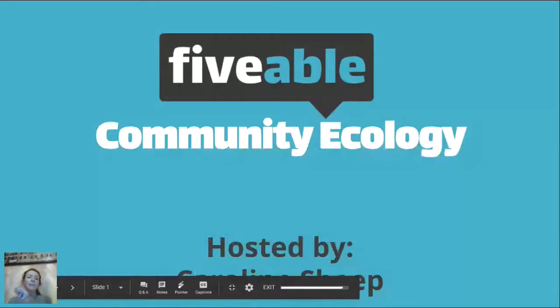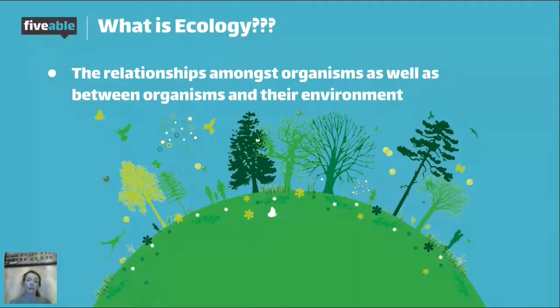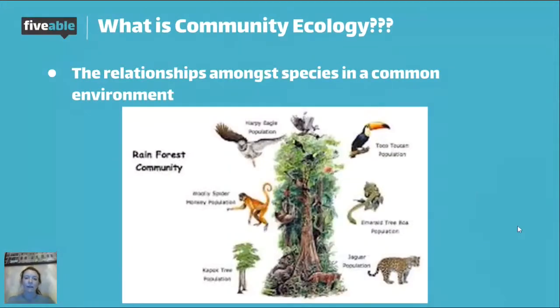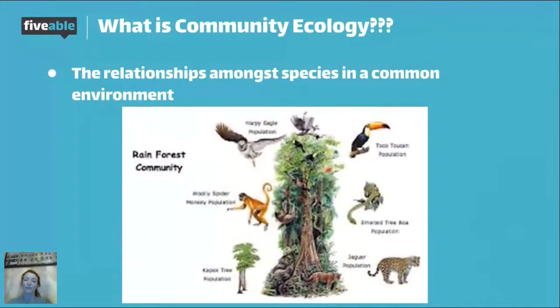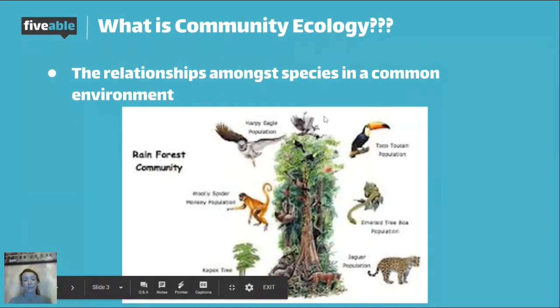All right, so what is ecology? We already talked about it, but it's the relationship amongst organisms as well as between organisms and their environment. If you were with us last week, we talked mainly about populations, and populations are groups of organisms that are the same species in the same area. So tonight we're going to talk about community ecology, which is the relationship amongst different species in a common environment. So I have this random little example here where we have an eagle, a toucan, a spider monkey, a jaguar, and the tree all coexisting in the same area. So different species, but same general area. And again, that area is kind of up to our own determination.